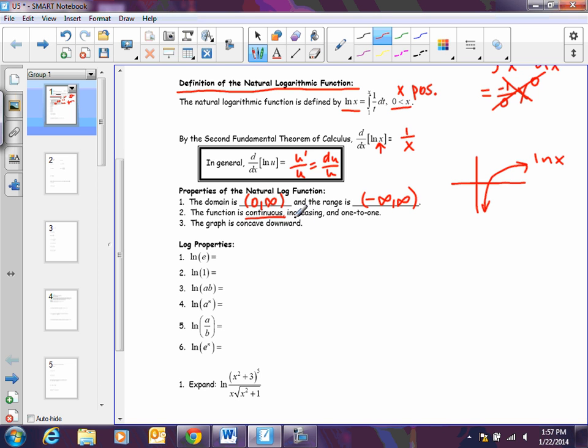All right, increasing. What does increasing tell us about the first derivative? The first derivative is positive. Do we know anything about the second derivative? Yeah, concave down. So that tells us that the second derivative is negative. So we already know quite a bit about how natural log applies to calculus.